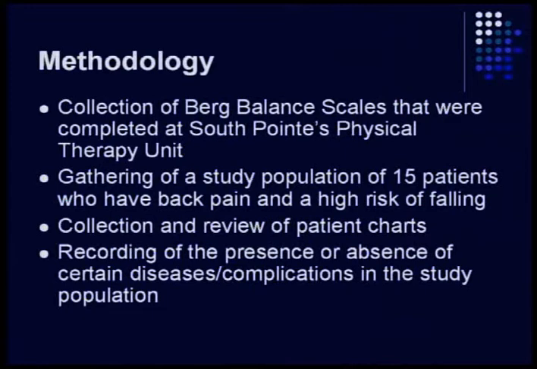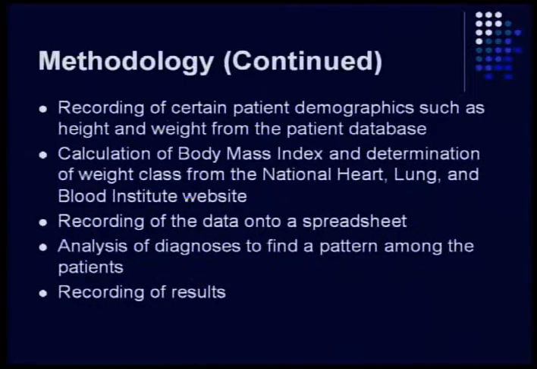a study population of 15 patients who had back pain and a high risk of falling were gathered. The physical therapy patients' charts were collected and then reviewed so that the presence or absence of certain diseases or complications could be recorded. Certain demographics, such as height and weight, were looked up in the patient database and were recorded. The patient's individual heights and weights were then put into a calculator on the National Heart, Lung, and Blood Institute's website to yield the patient's BMIs.